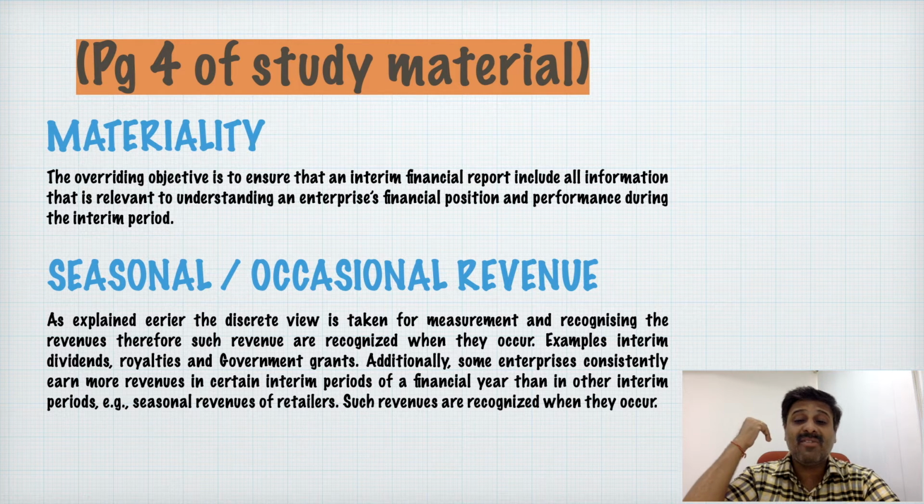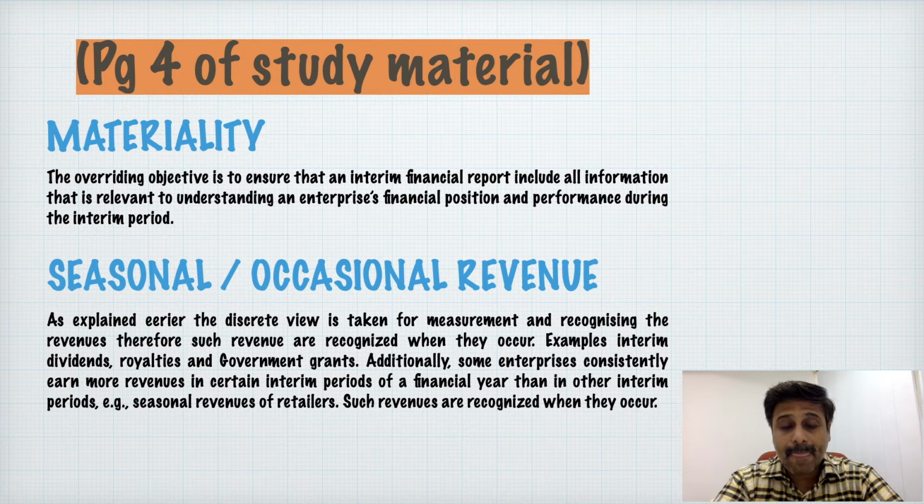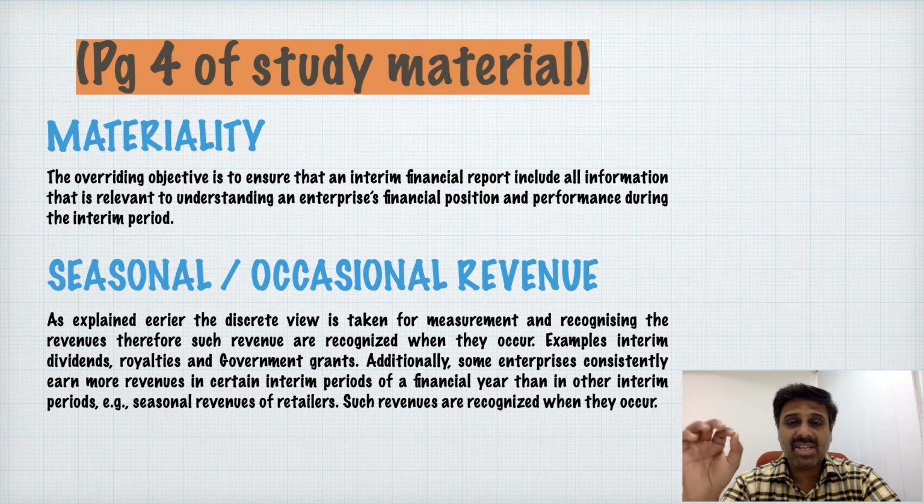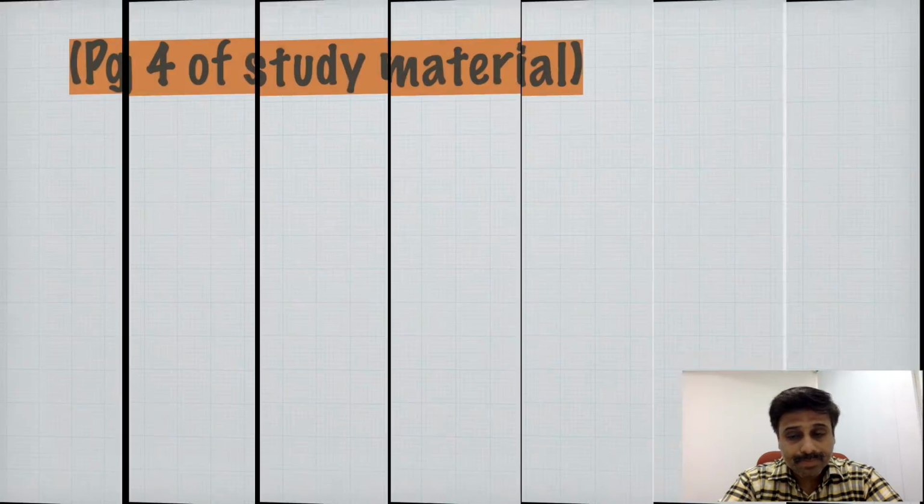I gave you the example of air conditioning business earlier. In air conditioning business, quarter 1 and 2, there will be more sales. Maximum sales in quarter 1, April, May and June. Lesser in July, August, September. Still lesser in October, November, December, and least in January, February, March. So anyway, as per discrete approach, whichever quarter the revenue occurs, that quarter you are going to report.